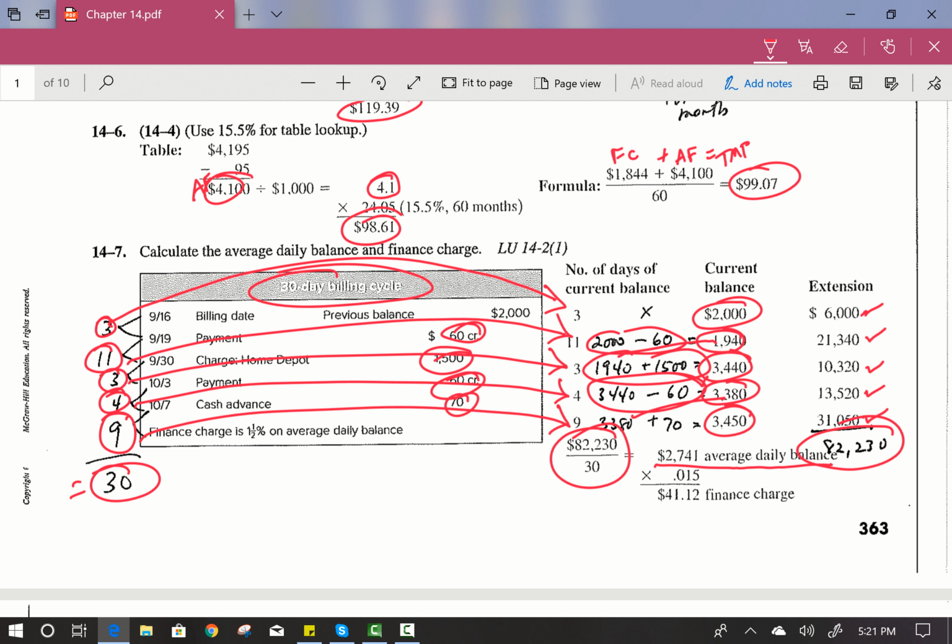So technically, what I would do is take our final balance of $3,450 and then add $41.12. That gives me $3,491.12, and this becomes the previous balance on the next 30-day cycle, and it continues going over and over and over again.